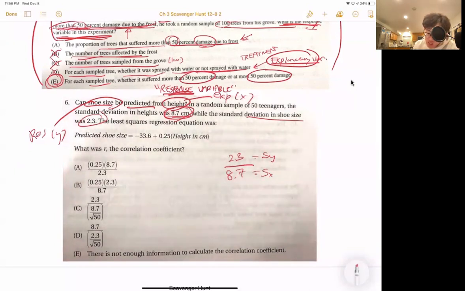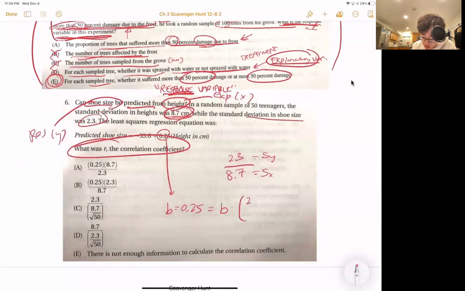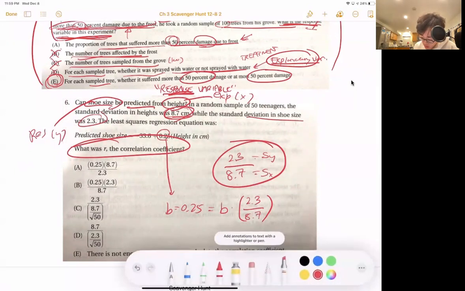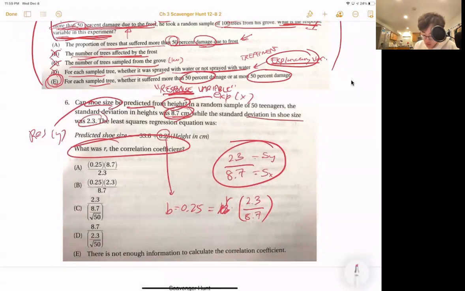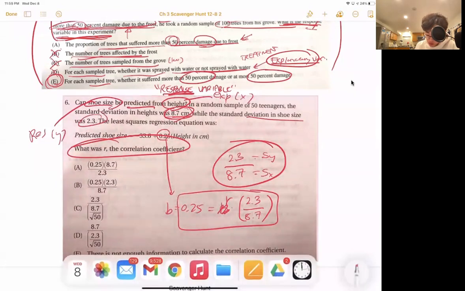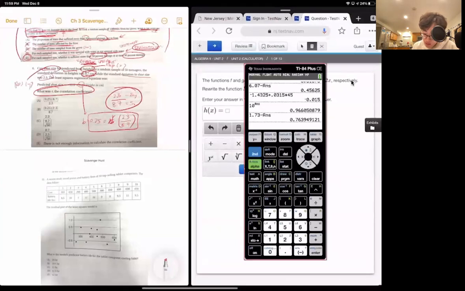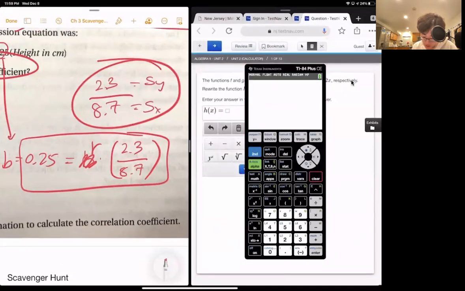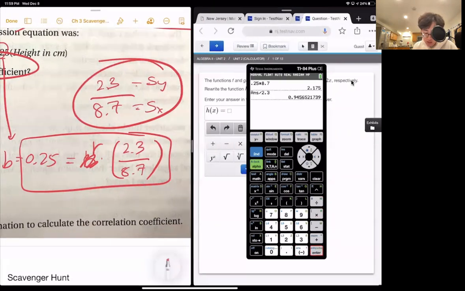I want to find out the R value, right? So we want to find out the R, the correlation coefficient. It turns out that the slope is 0.25. So what that means is that is equivalent to saying R times 2.3 over 8.7. That was the equation, and you do not want to forget this, by the way. I'm sorry, that should not be B. That should be R. So this is the equation that you guys want to use. I'm going to use the calculator now. All right, so I'm going to find out 0.25 times 8.7 divided by 2.3. So that should be the correct answer.